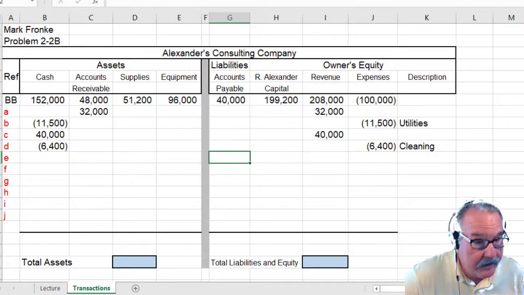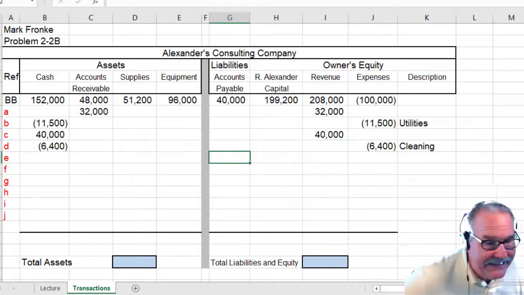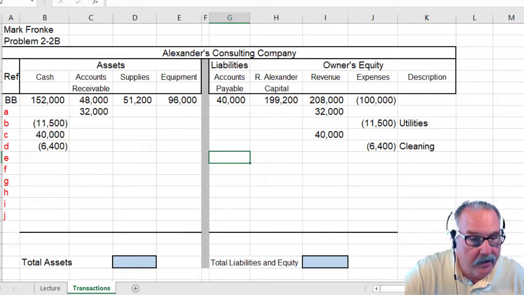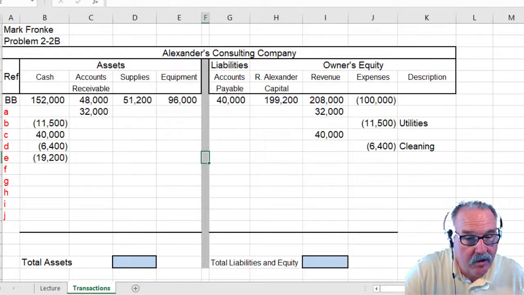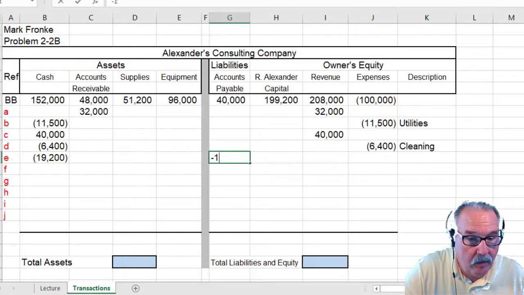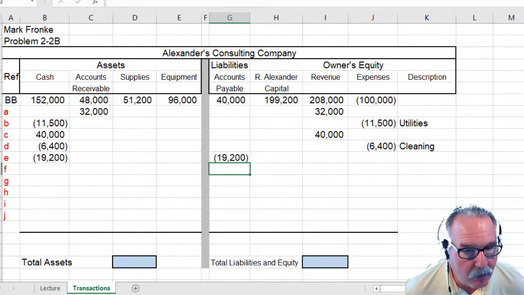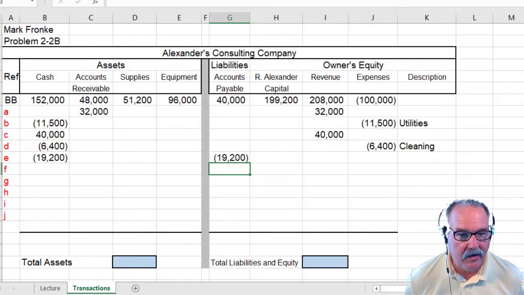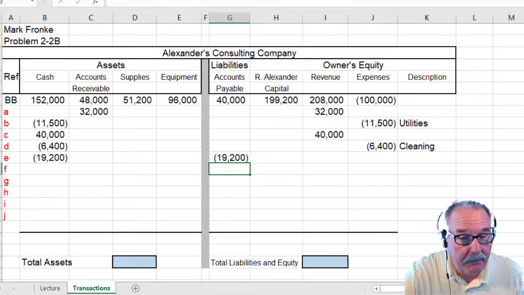Transaction E says sent a check for $19,200 to a creditor. So we wrote a check for $19,200. Cash is going down, and where did it go? It went to accounts payable. We're paying off some of that $40,000 that was there at the beginning. Opposite sides of the equal sign, they have to be the same. They're both negative. Cash is going down, and accounts payable is going down because we paid it.